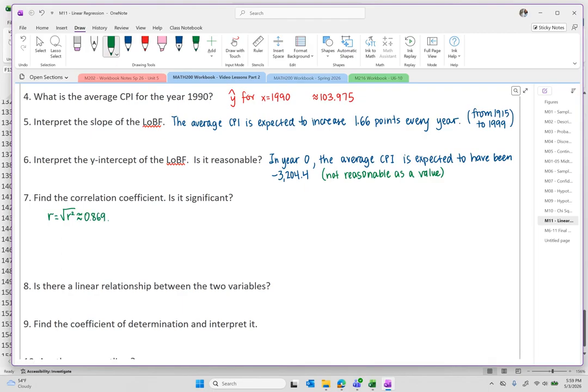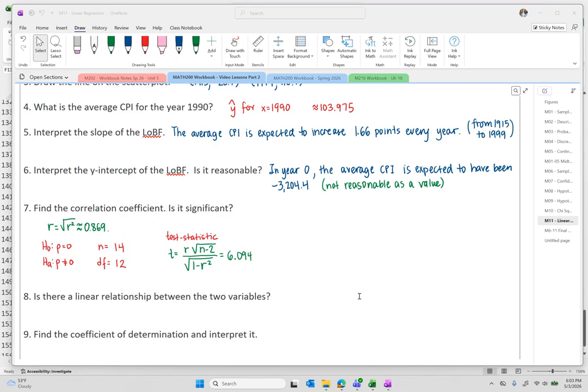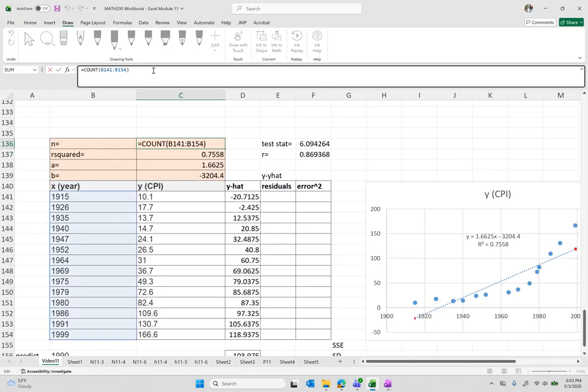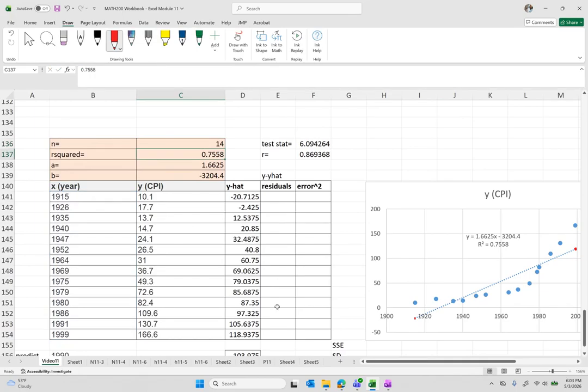The next thing I want to do is a t-test to determine if this correlation coefficient is significant. So I worked in Excel. I stated my null hypothesis to be that the correlation coefficient in the population between those two variables is 0 versus the alternative hypothesis that it is not 0. I used the count function to find n in my Excel sheet. So up here I found n using the count function, and then n minus 2 will be the degrees of freedom.